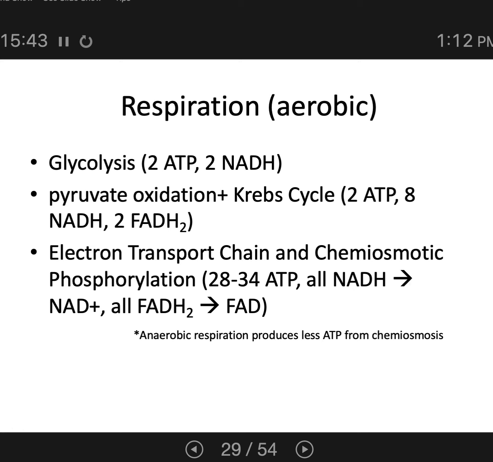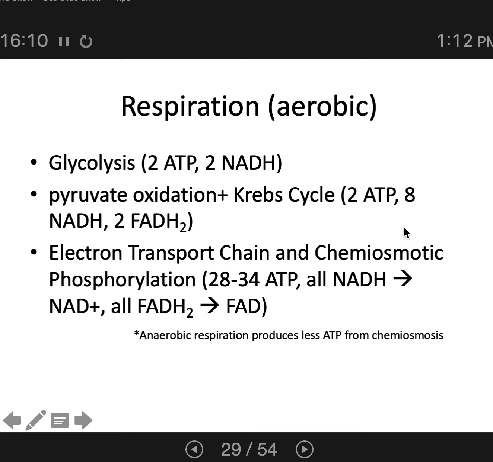And that's an investment measure, right? Because these high energy electrons are not used to generate ATP in this step, but they are used to generate ATP in the third step of aerobic respiration. So glycolysis is about destabilizing sugar to get it to react. Pyruvate oxidation and the Krebs cycle are about stripping those high energy electrons off of the sugar so that they can be used later for ATP production. And then the electron transport chain, obviously the main point here is to generate ATP.